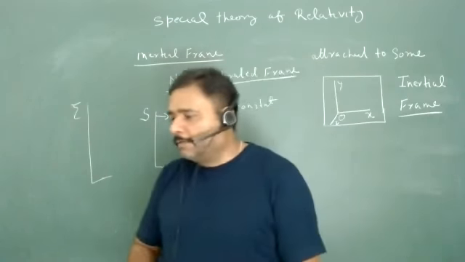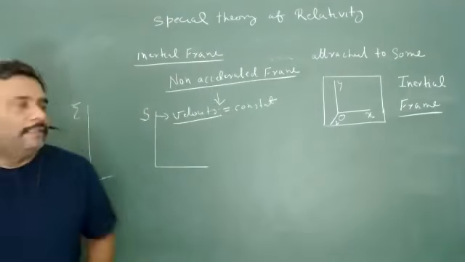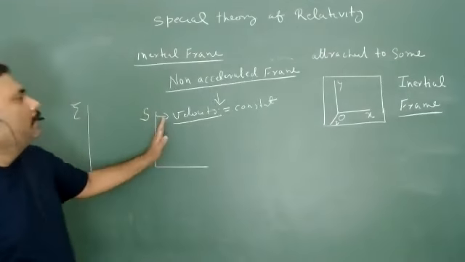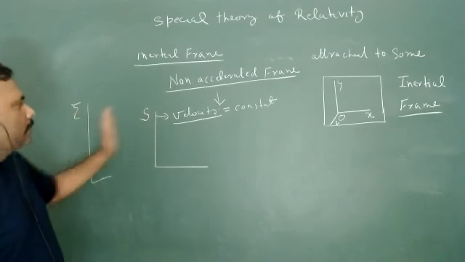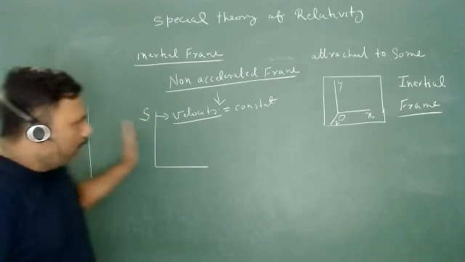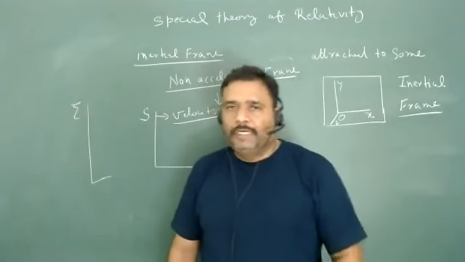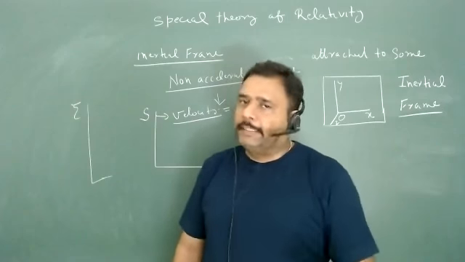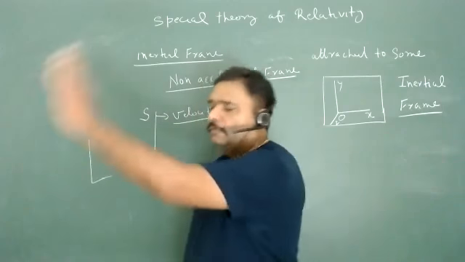Think, then answer. This is very important. What I am saying: if the S frame is inertial with respect to sigma, that means this S frame is moving in a straight line. That's it. It will not change its direction. What will be the initial direction of motion? It will just continue to follow that direction.